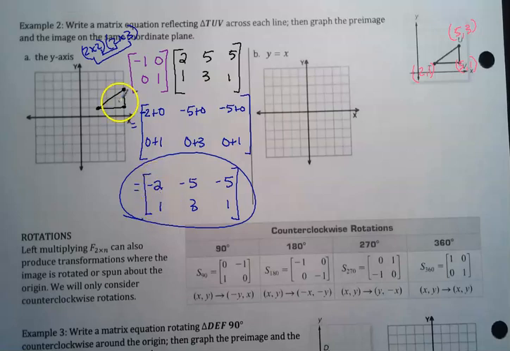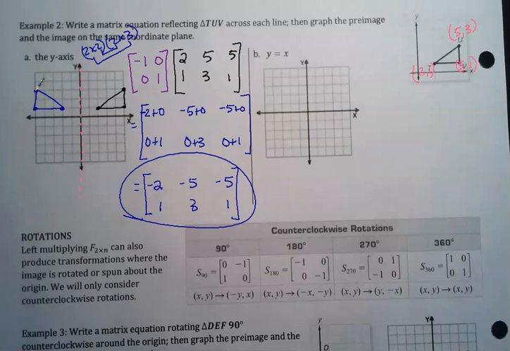Let's graph. So this is our pre-image. Let's graph our image. So we've got -2, 1, -5, 3, and -5, 1. So remember, it was across the y-axis. So is this, like one way you can say, is this a line of symmetry? Well, yeah, this point is 2 away from the axis, and this one's also 2 away. Or if we go up here, this one's 5 away, this one's 5 away to the left. So we have that line of symmetry.